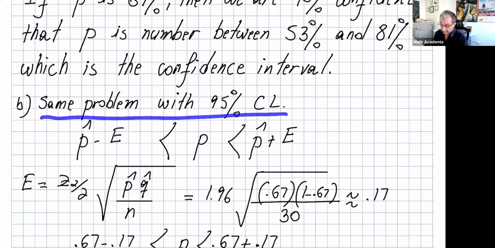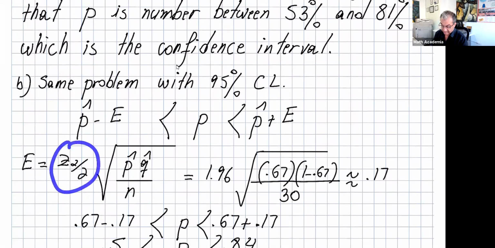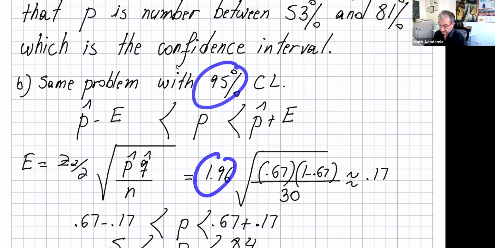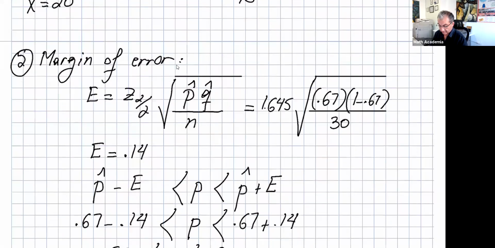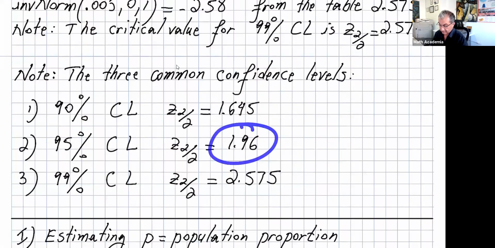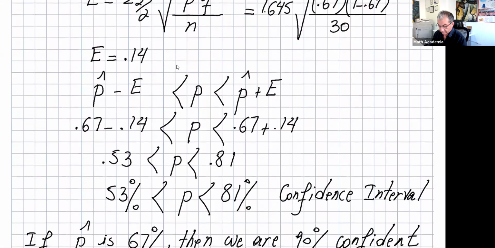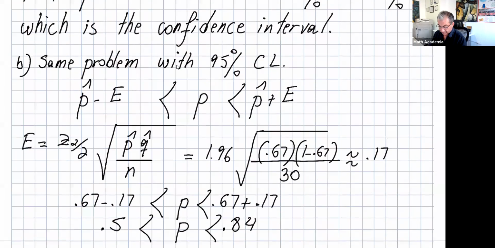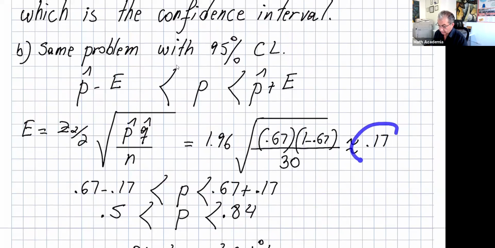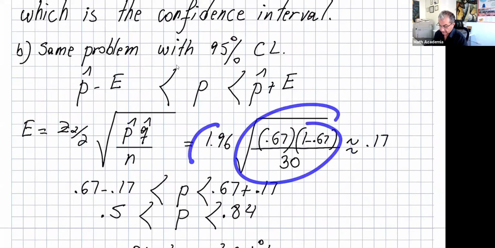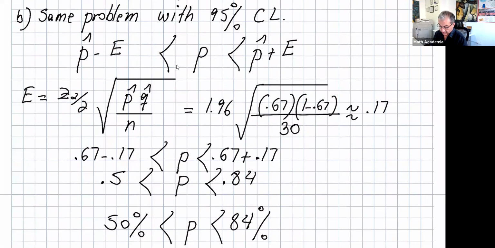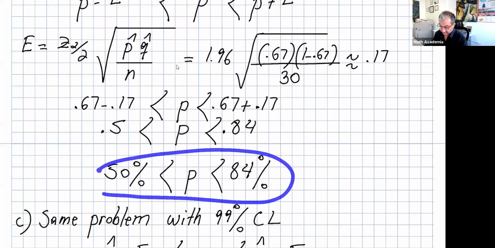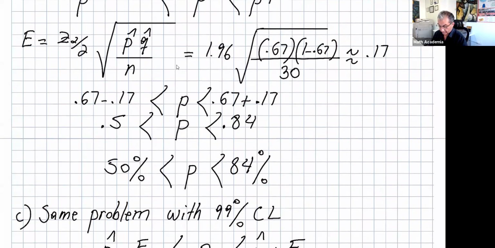I did the same problem with 95%. So z sub alpha over 2 changed. We know z sub alpha over 2 for 95% is 1.96. We calculated that. So if I go back right here, and later I did it for 99% also. So if you do 95%, then you get 0.17. So this doesn't change, that changes. So the confidence interval in this case is going to be 50% to 84%.